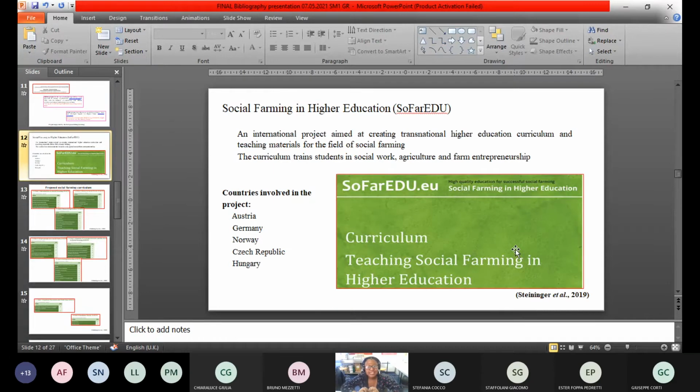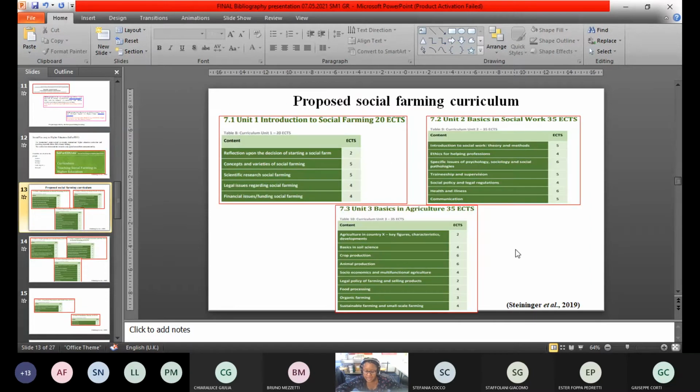And as a result, in recent years, in the year 2019, there was a program called Social Farming in Higher Education, for short, SOFA Education, which is an international project aimed at creating transnational higher education curriculum and teaching material for the field of social agriculture, which aims at teaching students social work, agriculture, and farm entrepreneurship. And the project was created amongst 5 countries: Austria, Germany, Norway, Czech Republic, and Hungary.